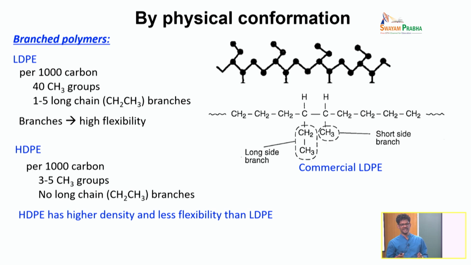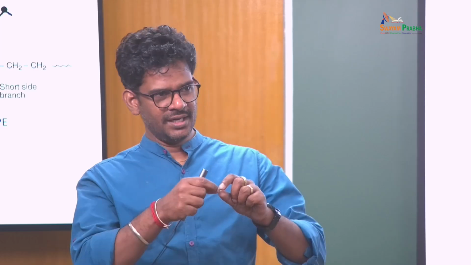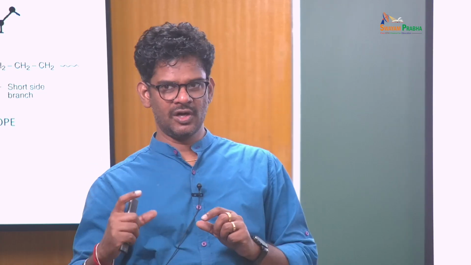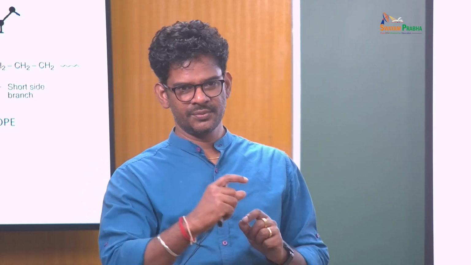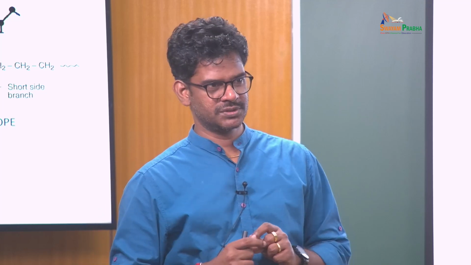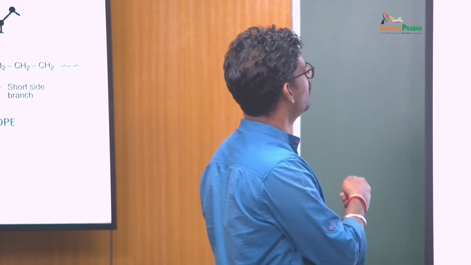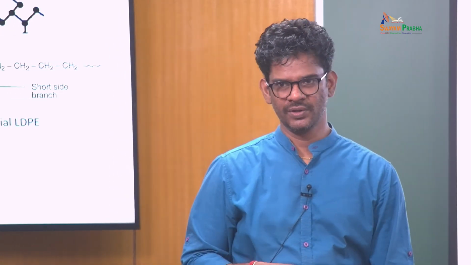Low density polyethylene, which is a very flexible material, is actually manufactured by taking a linear polyethylene chain and then introducing a few side groups. These side groups could be shorter side groups or longer side groups. The shorter ones are methyl groups, the longer ones are ethyl groups. And this tells you the density. For every 1000 carbons you have 40 small groups and 1 to 5 long chain groups. That's the characteristic of a low density polyethylene.